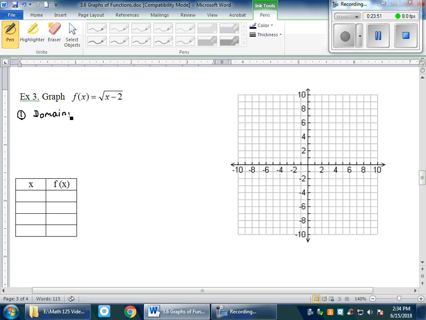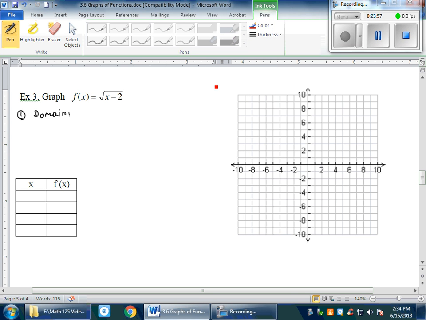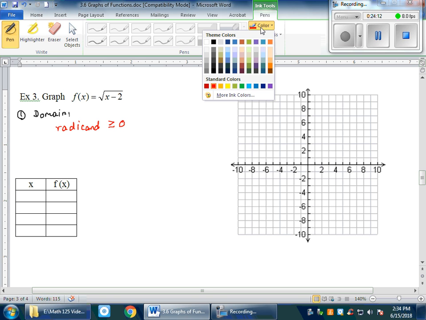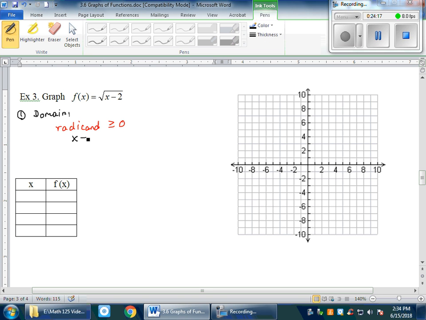And how do we find out the domain? Because the square root function is a restrictive function, meaning you cannot choose every x value that you want. So first of all, you want to find the domain. Domain is the radicand, which is greater than or equal to 0, because inside the square root cannot be negative. Right? In this case, the radicand is x minus 2. So if I solve this inequality, I know which x value I need to use. The x value must start from 2 and go to positive infinity, meaning x is greater than or equal to 2.